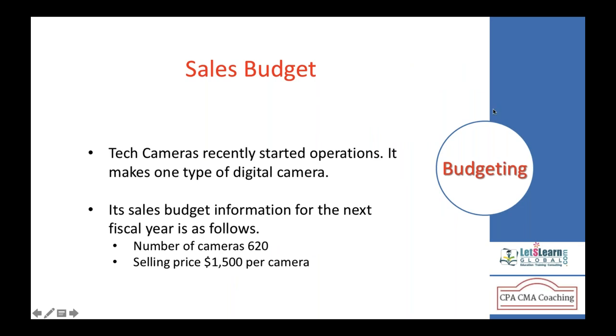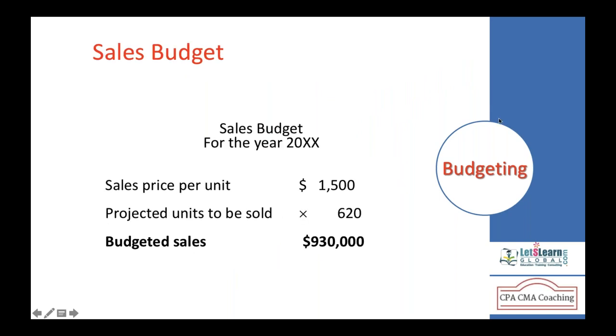Now let's prepare a budget. Sales budget for the year equals the selling price per unit multiplied by the number of units to be sold. So the budgeted sales here is $930,000. We'll have to sell 620 pieces at the rate of 1,500. So by preparing this budget, we came to know that the number of units to be sold is 620, and it is to be sold at 1,500.